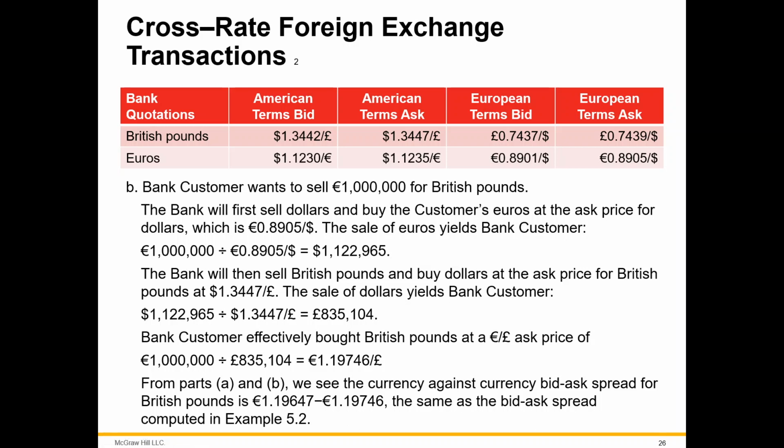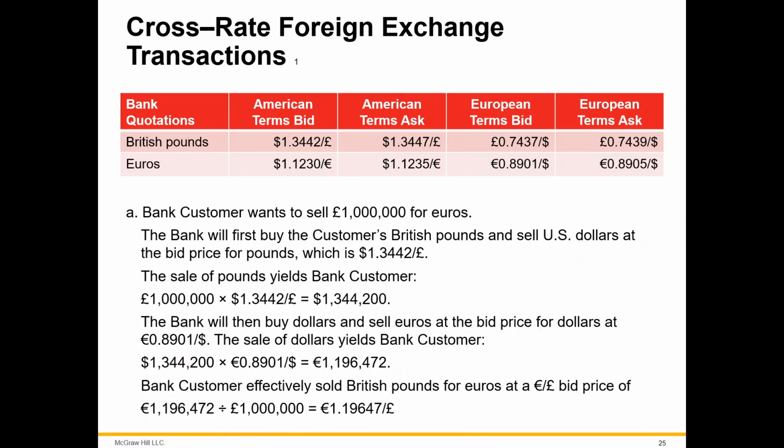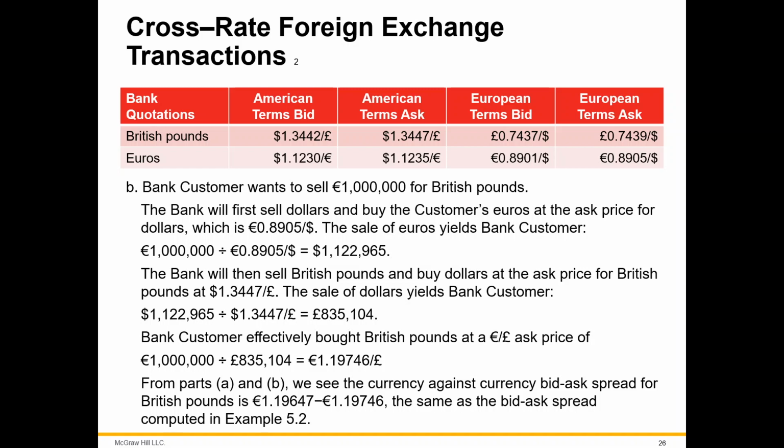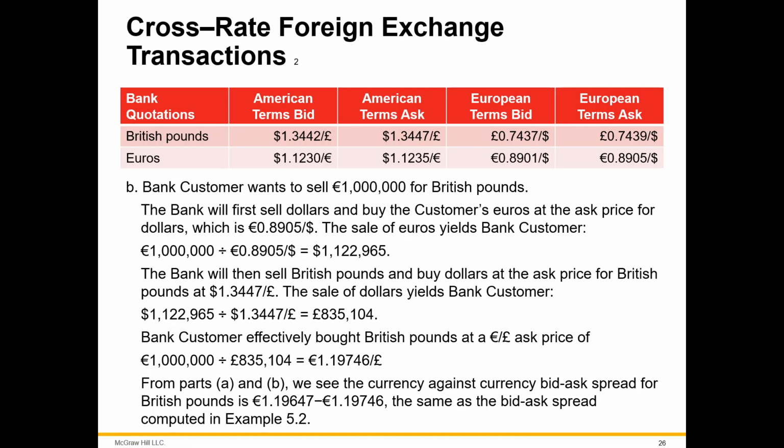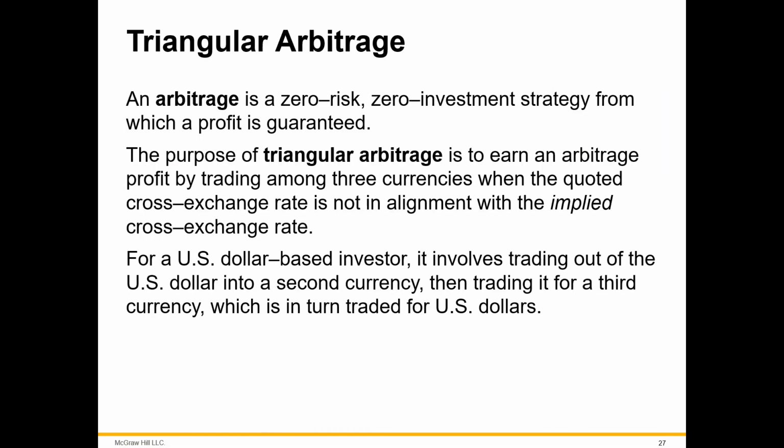And so, right, 119,746, whereas in the previous example, we had 119,647. So you get very similar exchange rates, which again makes sense, right? Those spreads are based on the combination of the two spreads to get there. Okay, so this sets up an important transaction in foreign exchange markets called triangular arbitrage.